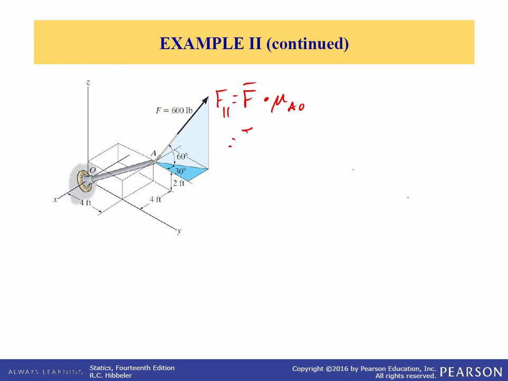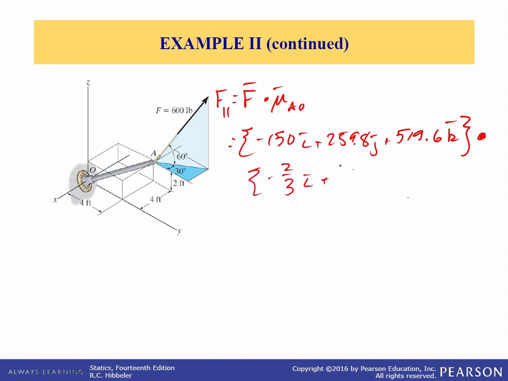So F we found was minus 150 in the i, plus 259.8 in the j, plus 519.6 in the k. And we want to dot that with uAO, which is minus 2/3 in the i, plus 2/3 in the j, plus 1/3 in the k. So this is just the sum of 150 times 2/3 plus 259.8 times 2/3 plus 519.6 times 1/3. And when you do all that, the parallel component is 446 pounds.